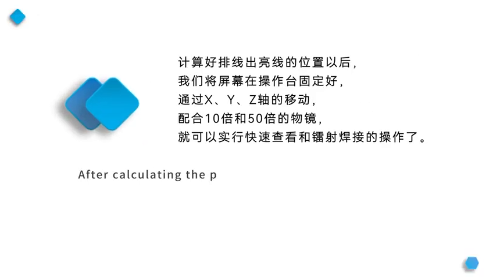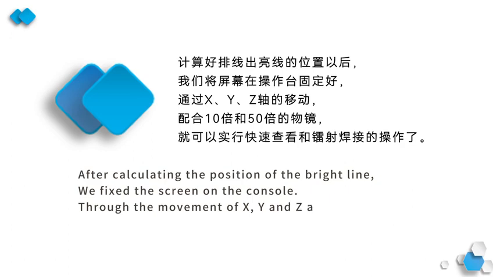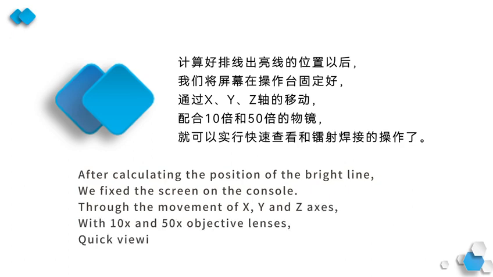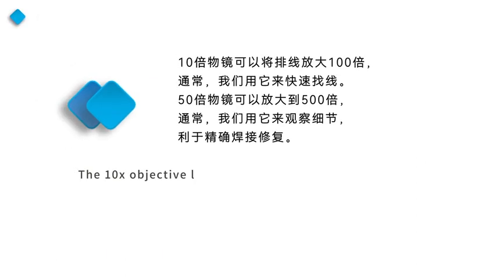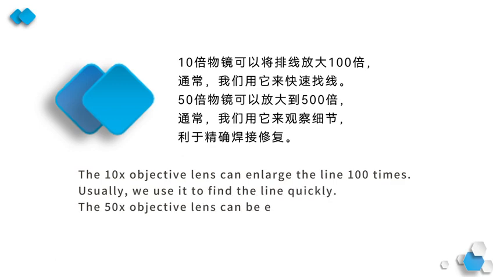After calculating the position of the bright line, we fix the screen on the console through the movement of X, Y and Z axes with 10 times and 50 times objective lenses. Quick viewing and laser welding can be implemented. The 10 times objective lens can enlarge the line 100 times. Usually, we use it to find the line quickly.